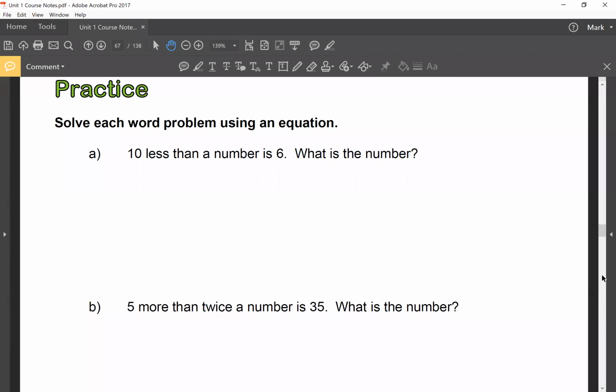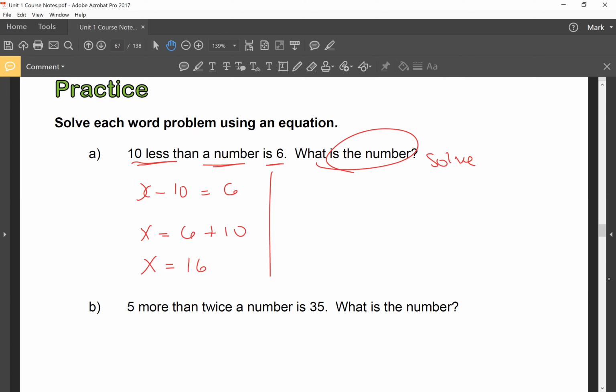10 less than a number is 6. Okay, my key words are 10 less, a number is 6. So x minus 10 is 6. What is the number? This just means solve the question. So x equals 6 plus 10, x equals 16.